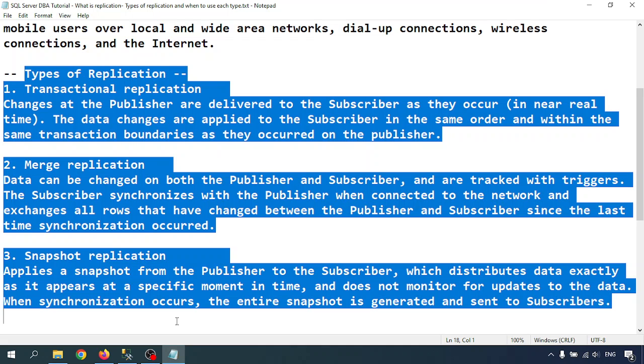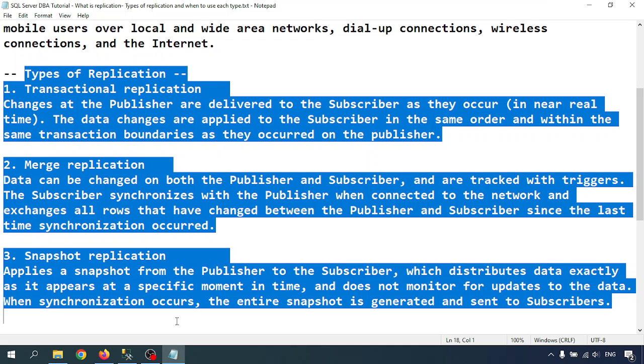If you have a requirement to distribute data to different subscribers, and the subscribers don't need real-time data, the latency could be like one day, or they just need last night's data, then under those circumstances snapshot replication is the best way to go.